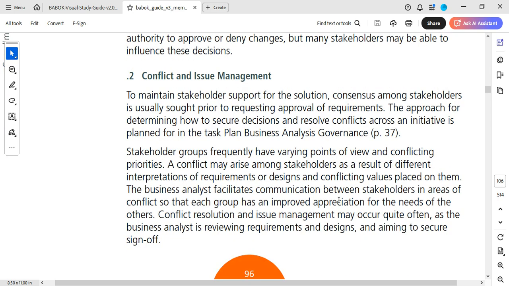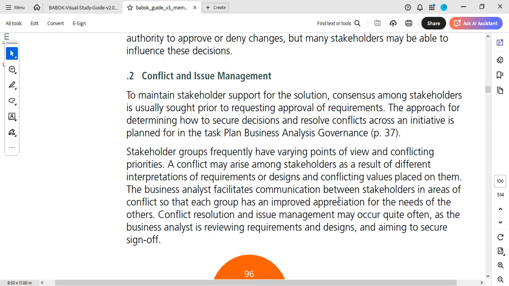Conflict and issue management, because yes, to maintain stakeholder support for the solution, consensus among stakeholders is usually sought prior to requesting approval of requirement. Yeah, you don't just throw it to them and say, okay, it's ready, approved. No, have a meeting with them, discussion, make sure everyone is on board before you start providing those documents.